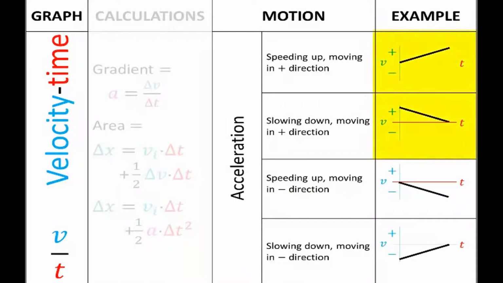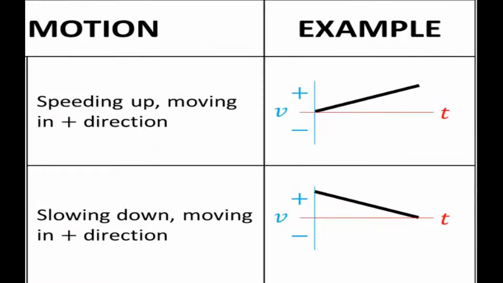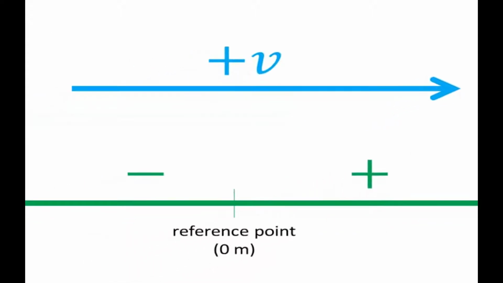Notice that the first two examples have positive velocity all the time. The next two examples have negative velocities all the time. That means that in the first two cases, the object is heading or moving in the positive direction. In our case, it means it is heading to the right.